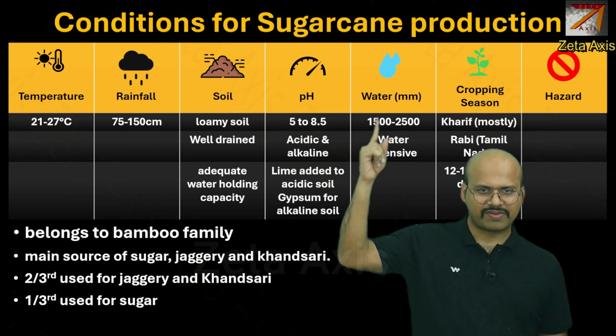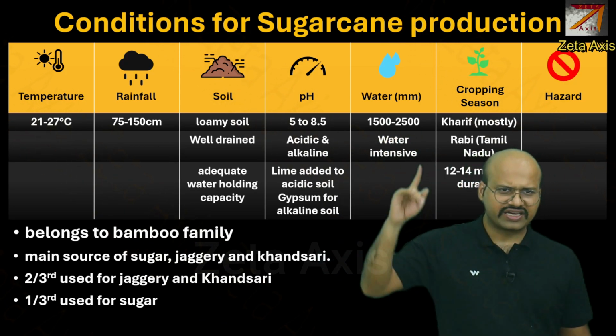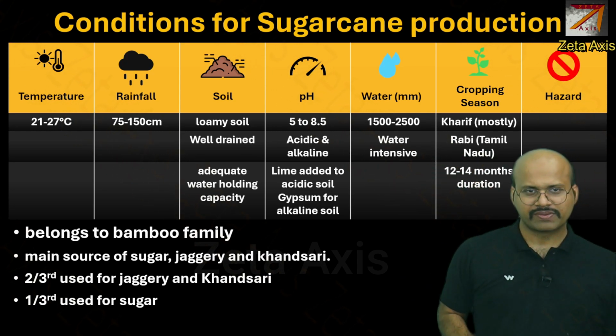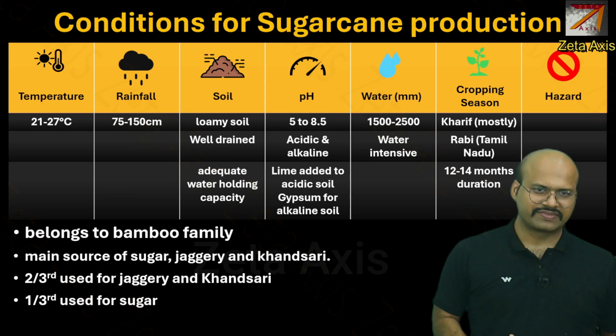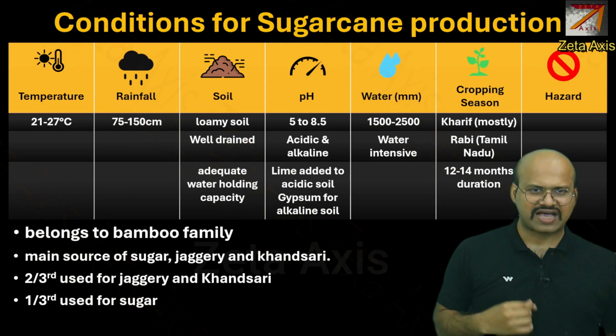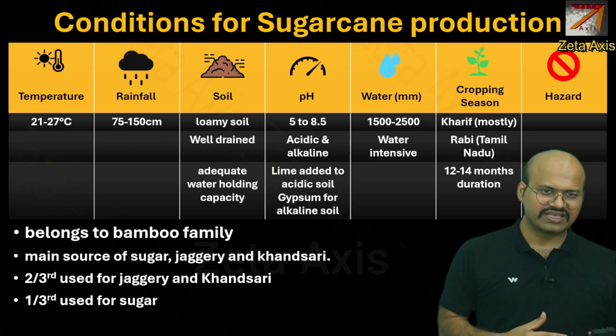It requires large amount of irrigation. It is kharif crop in most of India, but in Tamil Nadu it can also be grown as rabi crop. Remember, the amount of time that is required for sugarcane production can be from 12 to 14 months, even in some cases higher. It requires almost a year for production.